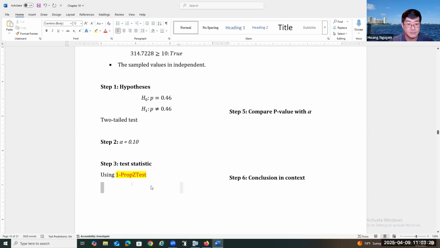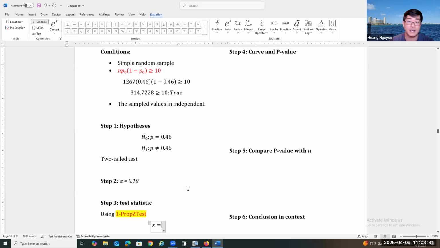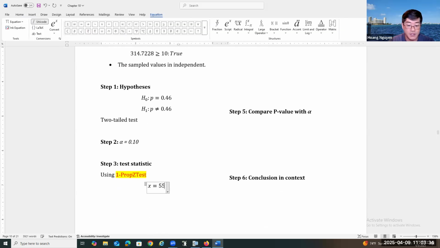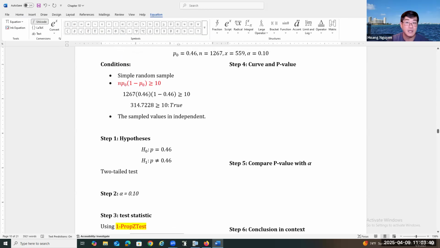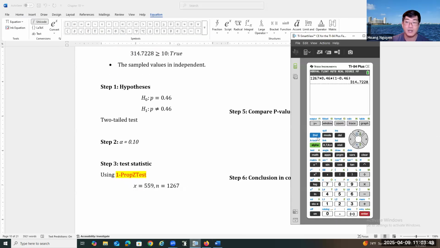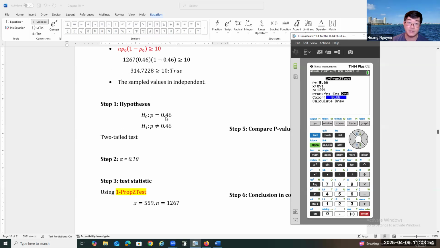So x equals 559 and n equals 1267, right? So take a look at the shortcut then. We're going to press start and go to the test option. We go down to option number 5, 1 proportion z-test. And then the p0, I can tell the p0 from your step number 1, so you don't have to repeat that. It's just 0.46.